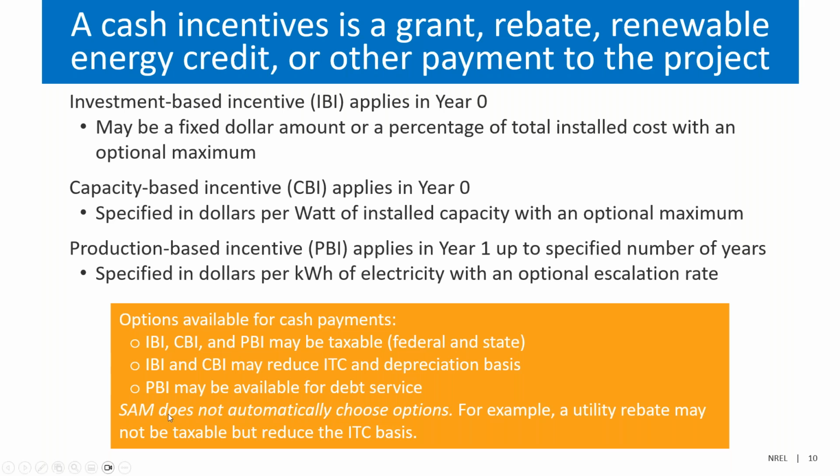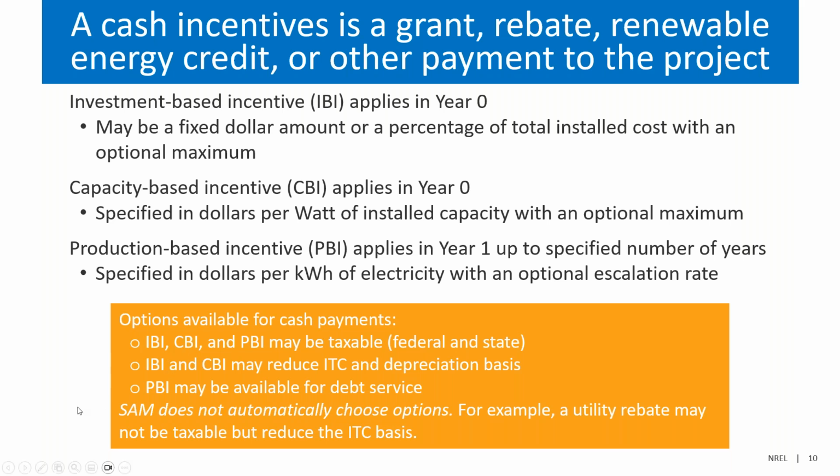And then as far as options go, the cash incentives may or may not be taxable for both federal and state tax purposes. And then the IBI and CBI may or may not reduce the ITC and depreciation basis. And the PBI may be available for debt service. So these are all options that you can choose.